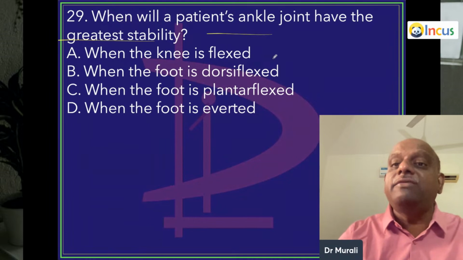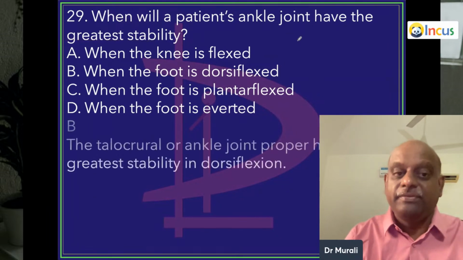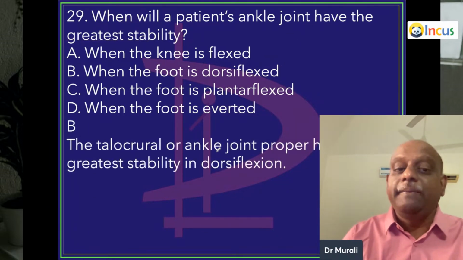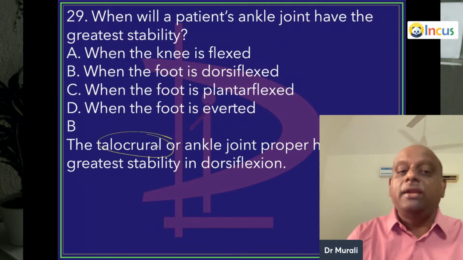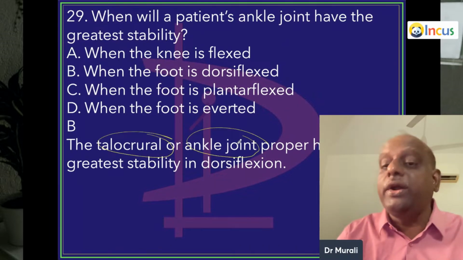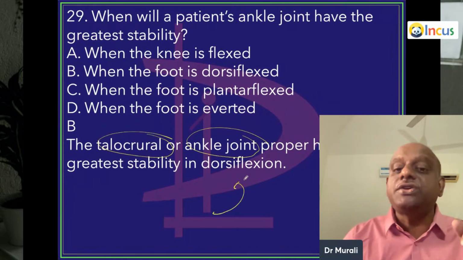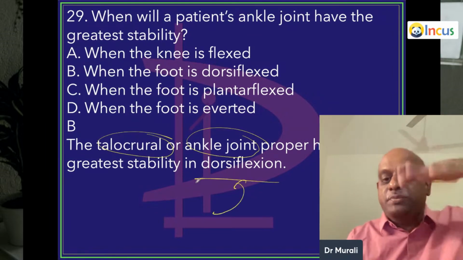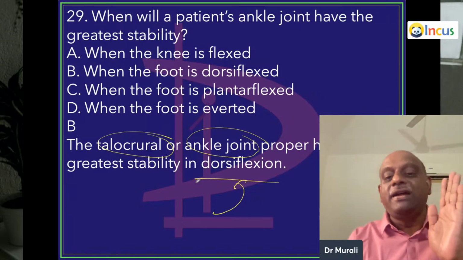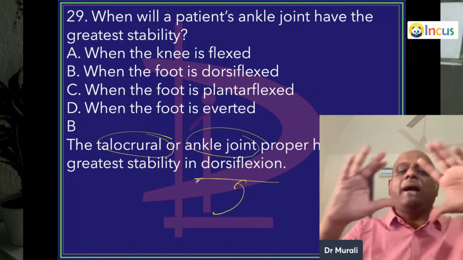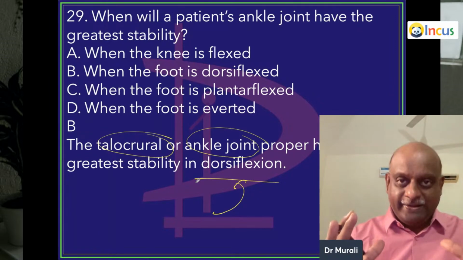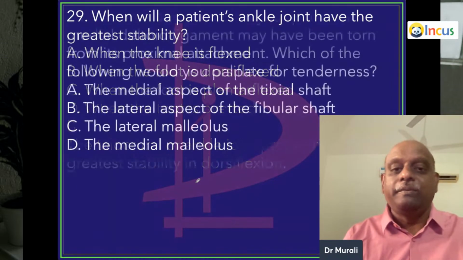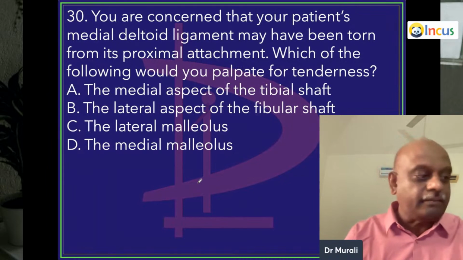Greatest stability of the ankle joint. The talocrural or ankle joint typically has the greatest stability in dorsiflexion. One is plantar flexion, the other is dorsiflexion. So the ankle joint has maximum stability in dorsiflexion. That's what you need to remember.